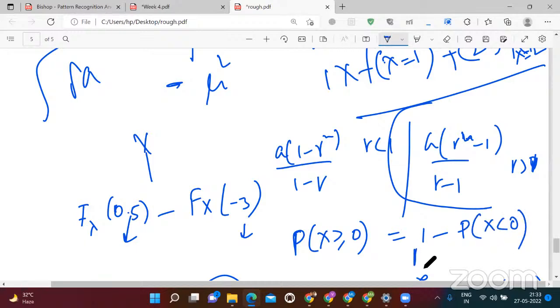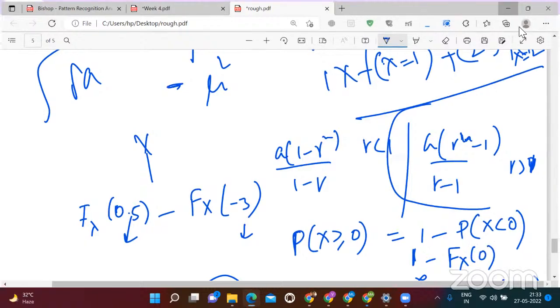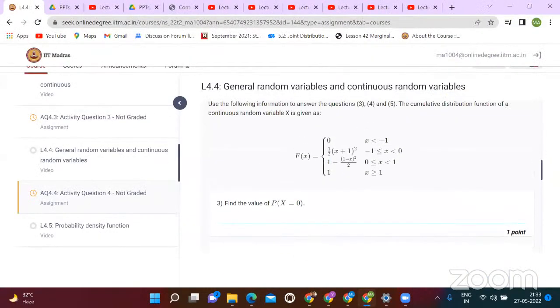This can be written as 1 minus F of X at 0. F of X at 0 is what? F of X at 0 has been given here. So from minus 0, you can calculate F of 0. 0 you can calculate from the jump value. Okay, I'll solve this one.